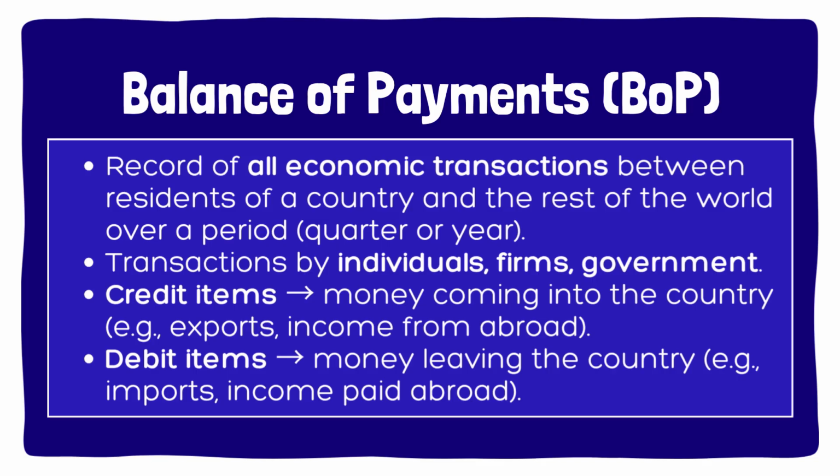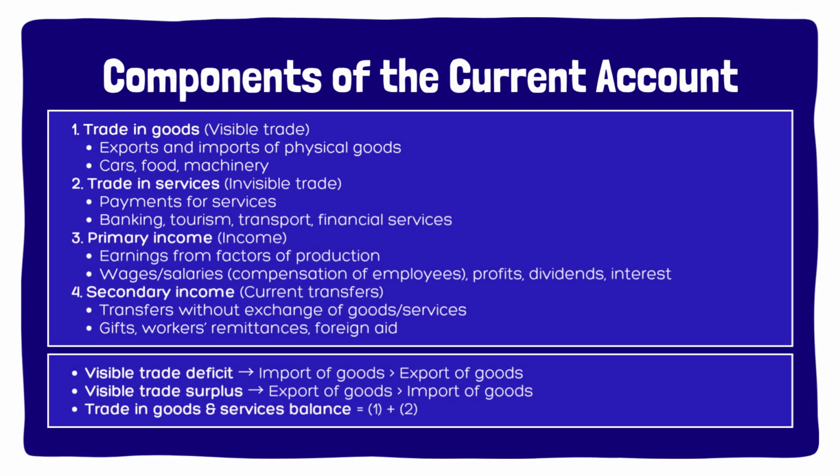These transactions are carried out by individuals, businesses, and governments. Money entering the country is recorded as a credit item, while money leaving the country is recorded as a debit item. The current account is the best known section of the balance of payments and shows the income received from abroad and the expenditure made on foreign countries. It is divided into four main components: trade in goods, trade in services, primary income, and secondary income.